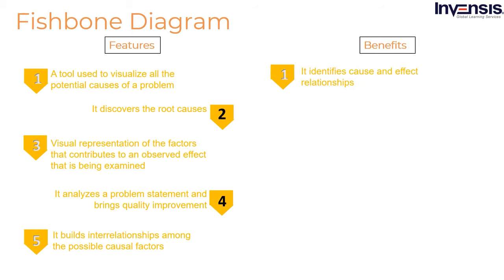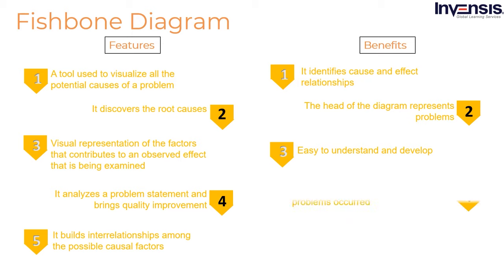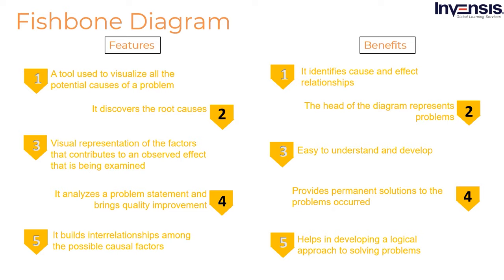Coming to the advantages part. Fishbone diagram identifies cause and effect relationships with all the terms. Then, the head of the diagram represents the problem, so it is easy to depict the causes easily. Also, it helps to develop brainstorming. Then, this diagram is easy to understand and develop compared to many other similar diagrams. Also, it provides permanent solutions to the problems that occurred. Upon that, it also helps in developing a logical approach to solving problems.